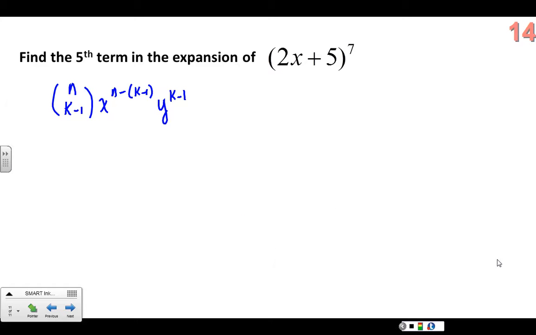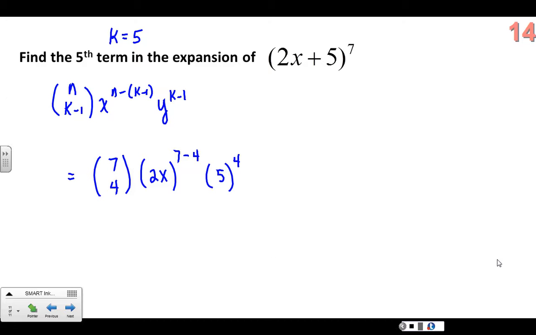Okay, so 2x plus 5 to the 7th power. We want to find just the fifth term of that expansion. So in that case, k is equal to 5. We just want to find the fifth term of that expansion. So we're going to have 7 choose k, 5 minus 1 will be 4. So 7 choose 4. The x part, which is the 2x, to the 7 minus 4, and the y part, which is 5, to the 4th. Okay? According to my formula, that's what we'll do.